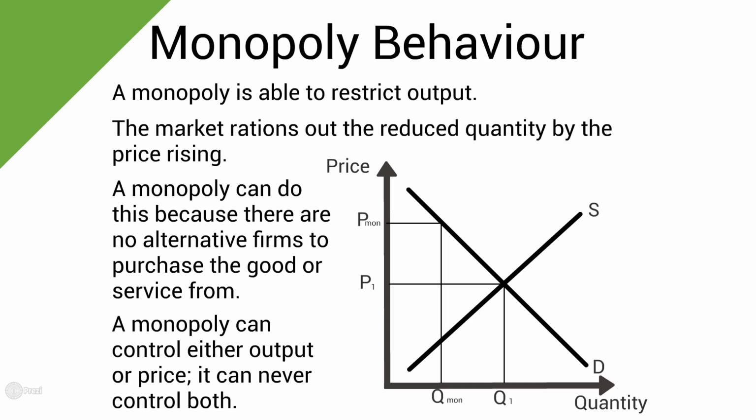Alternatively, the monopoly could have said that we're going to supply as many goods and services at a price of P monopoly. And at a price of P monopoly, this would have led to a quantity of Q monopoly being produced. A monopoly would want to restrict output or raise the price because it is more profitable to do so. And we are assuming that our monopoly is a profit maximising monopoly.